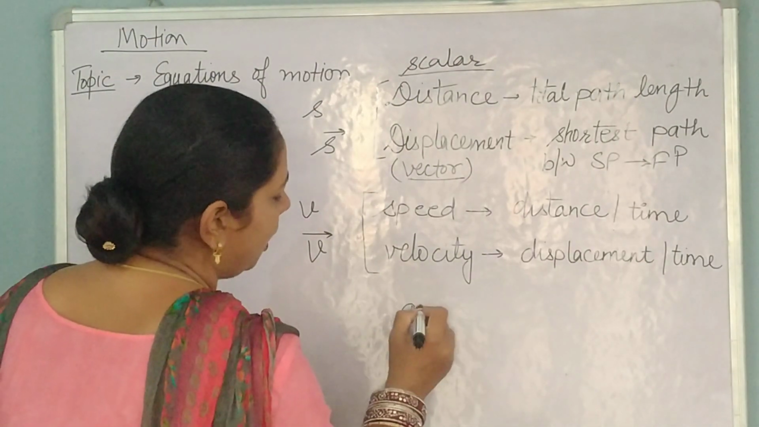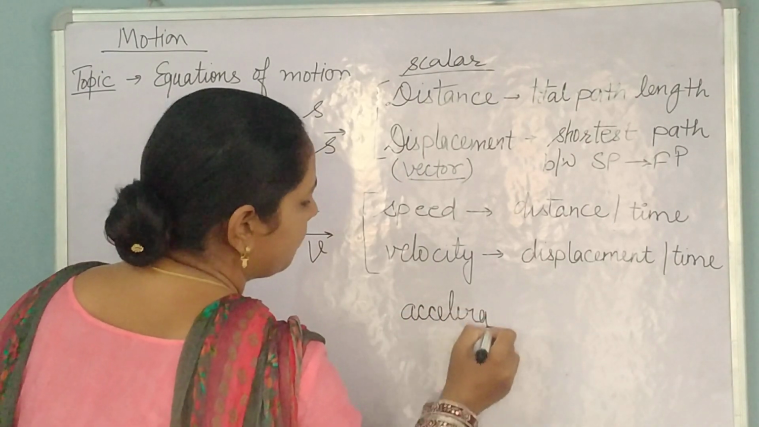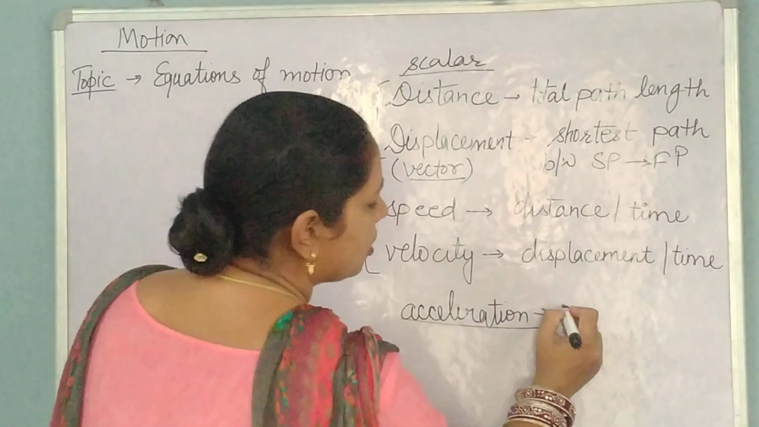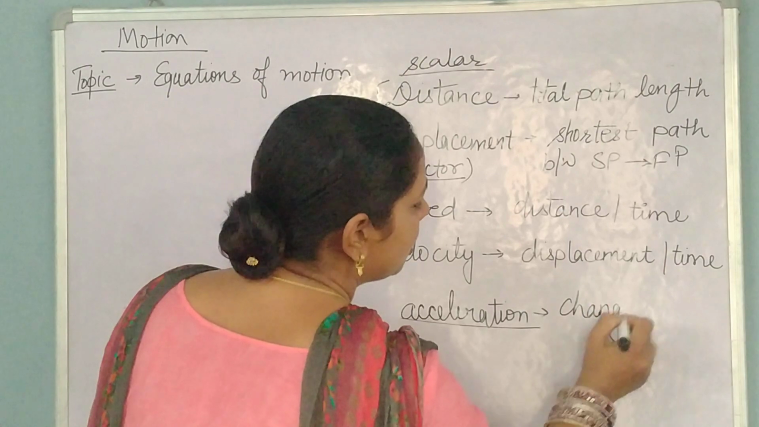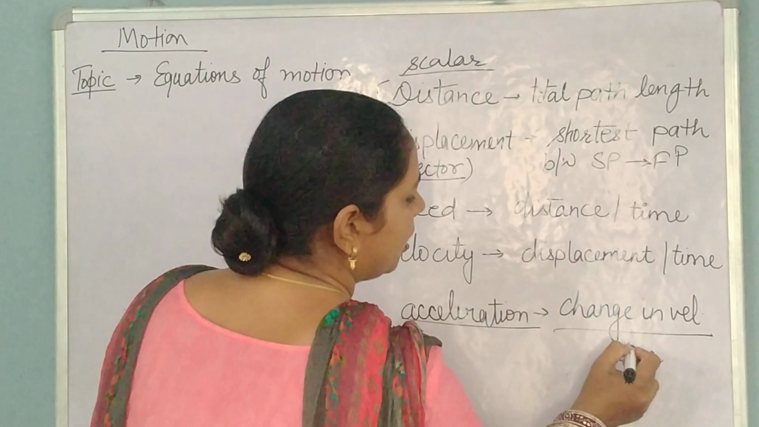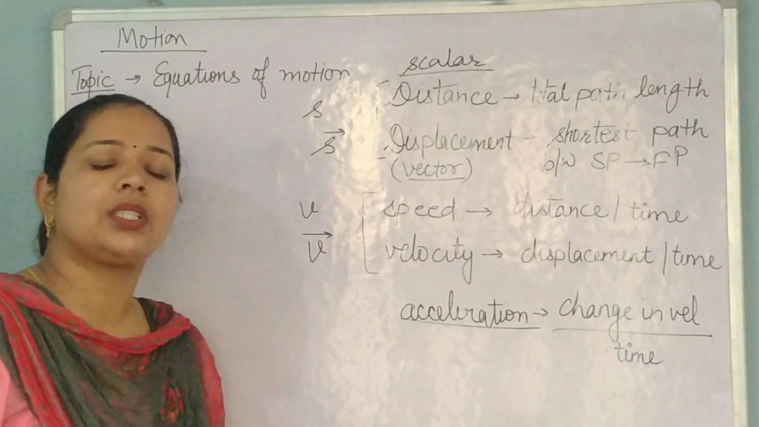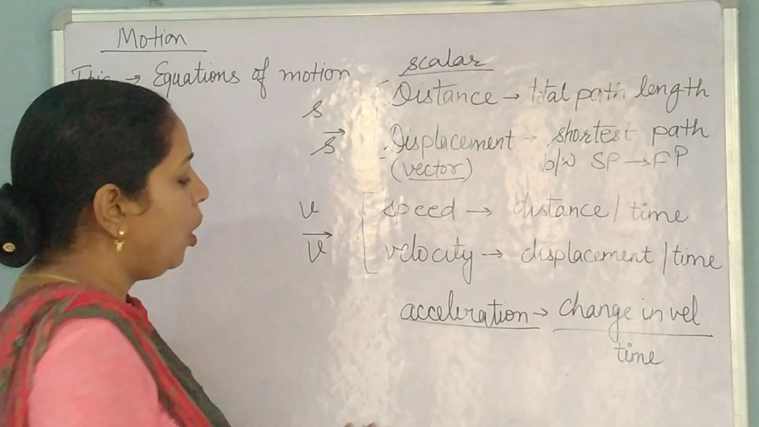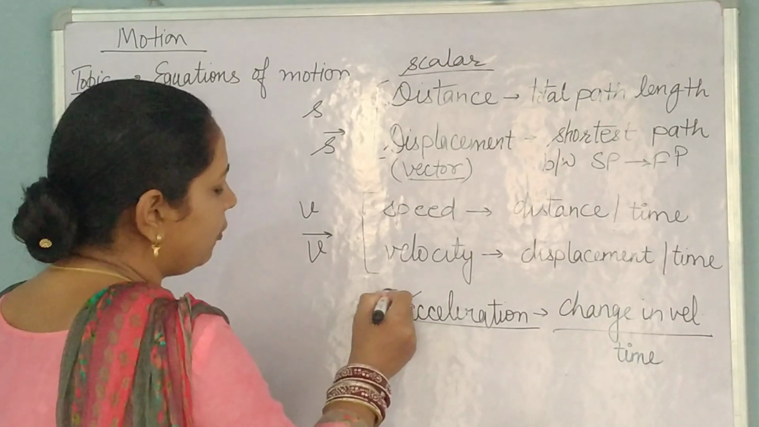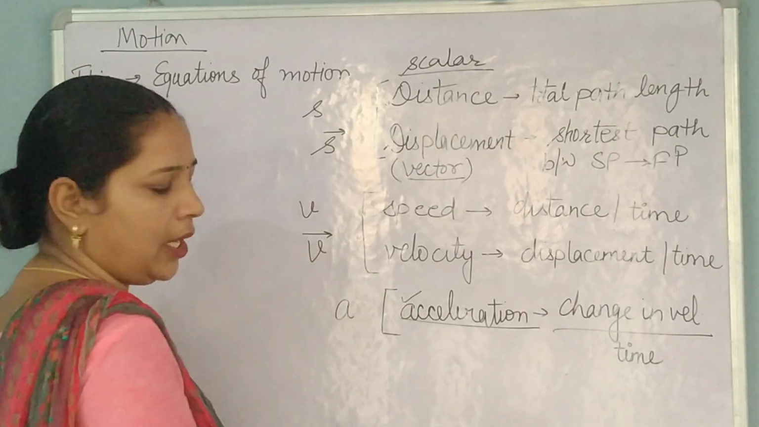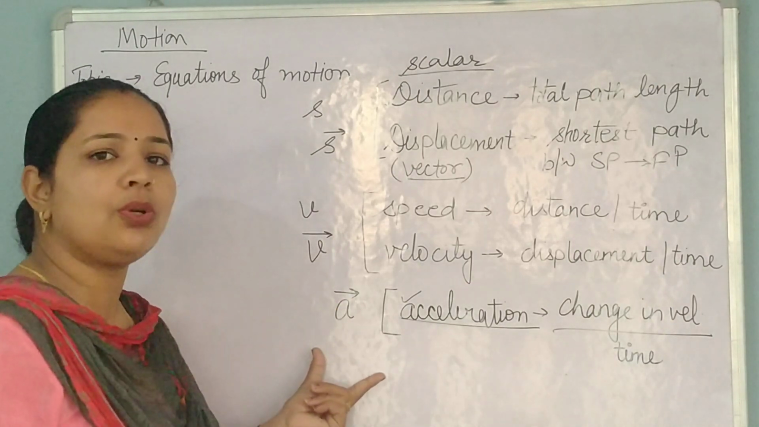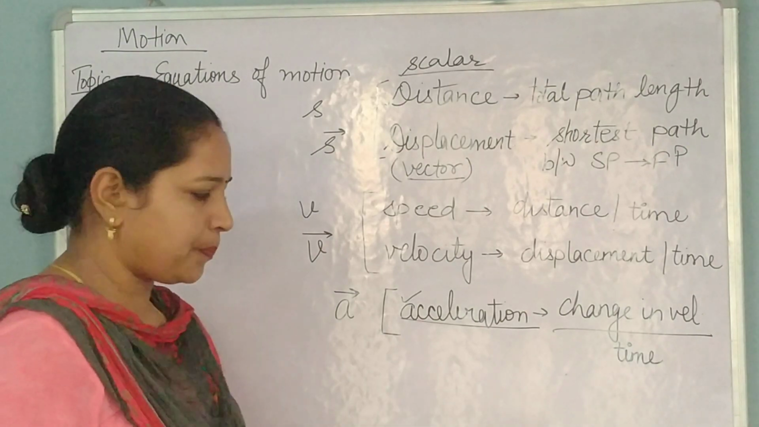The next term that we have studied is acceleration. What do you mean by acceleration? Acceleration means the change in velocity with respect to time. किसी भी बॉडी की velocity टाइम के साथ कितना और कैसे चेंज होती है, उस टर्म को हम acceleration से रिप्रेजेंट करते हैं. And the symbol for acceleration is a, and again it is a vector quantity. It has both magnitude as well as direction.